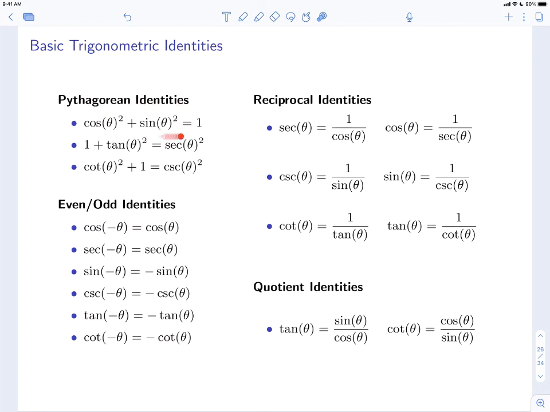Similarly, if you take the original identity and you divide by sine theta squared, then here you'll have cosine theta squared over sine theta squared, which is cotangent of theta squared. Sine theta squared divided by itself is 1, and then 1 divided by sine theta squared is cosecant theta squared. So these two are achieved directly from the original, just dividing by cosine theta squared or sine of theta squared. So here we've just rewritten all of the even-odd identities, which we've seen already, and we're just commenting on the reciprocal identities and the quotient identities. All of these we've already talked about.